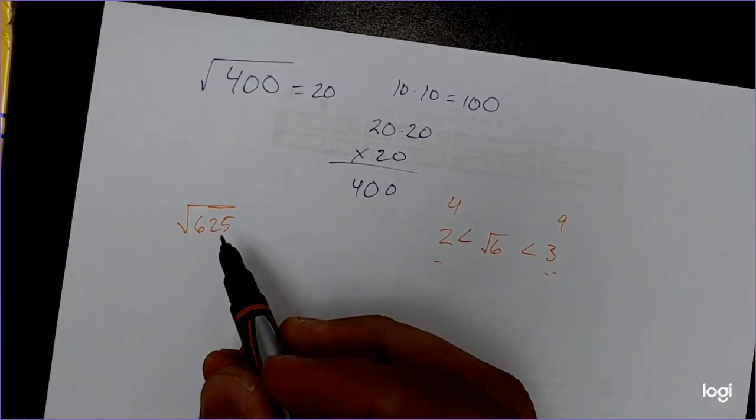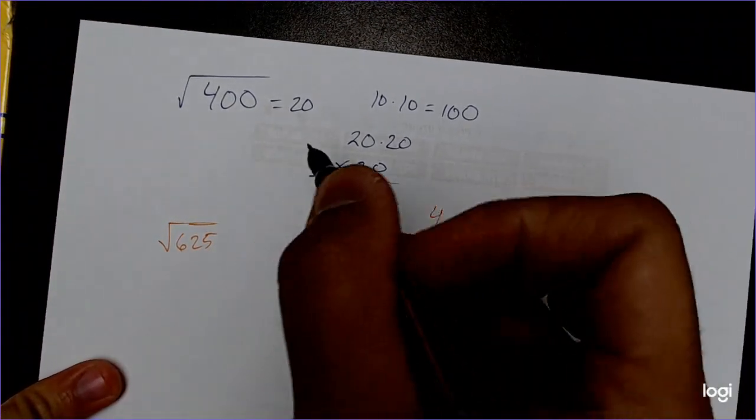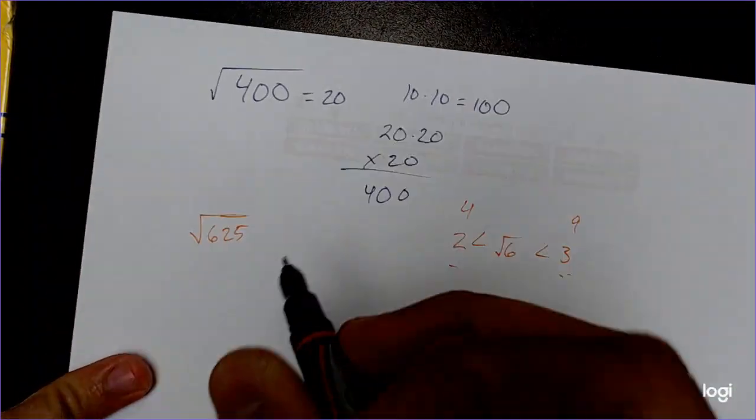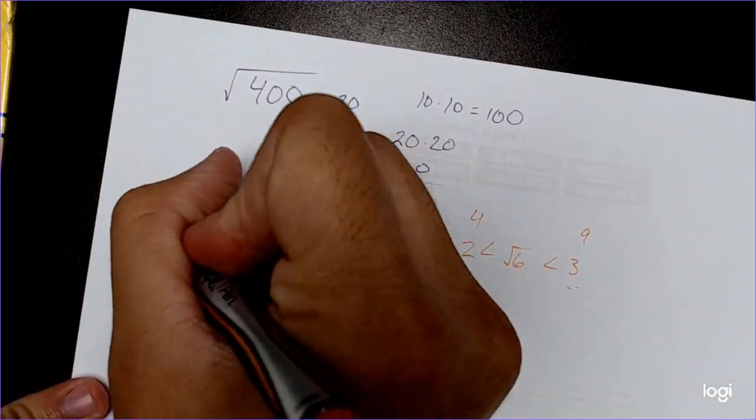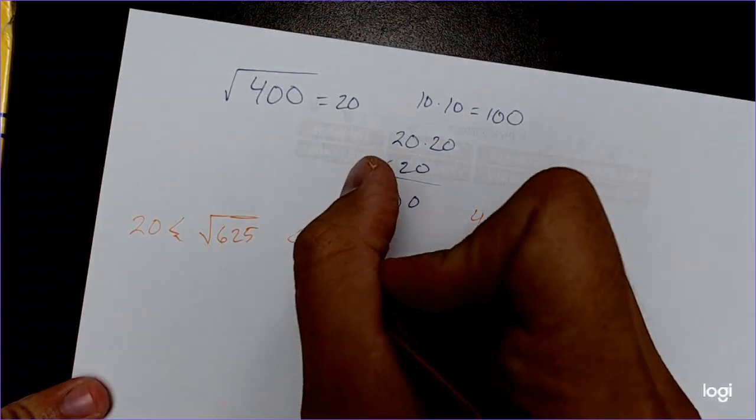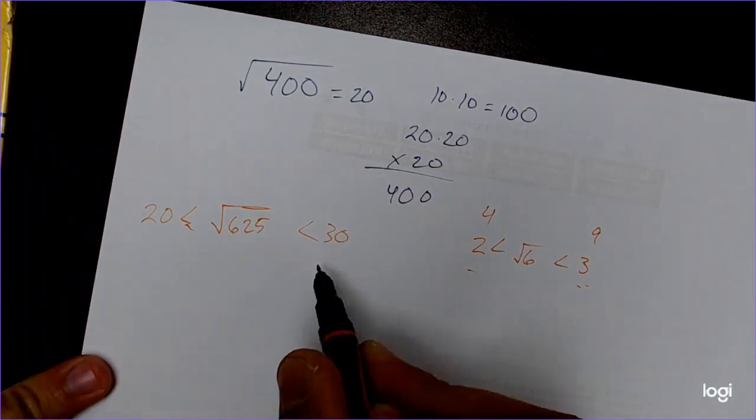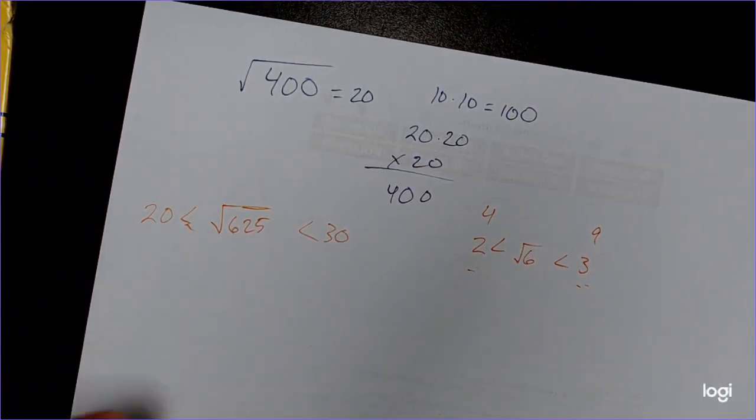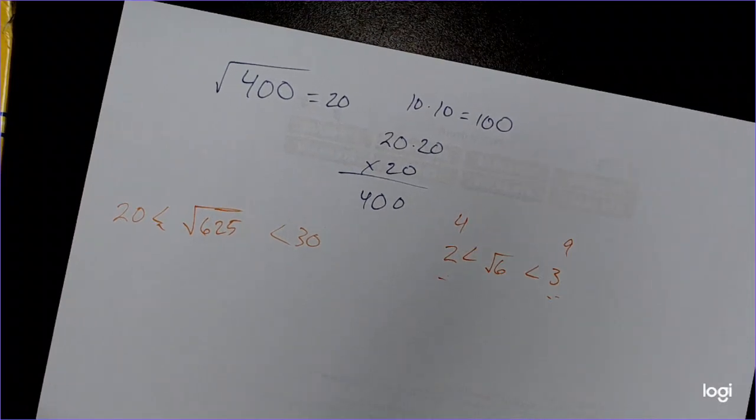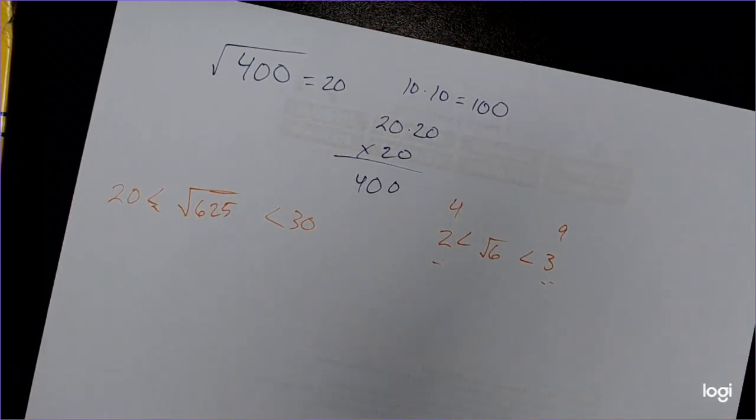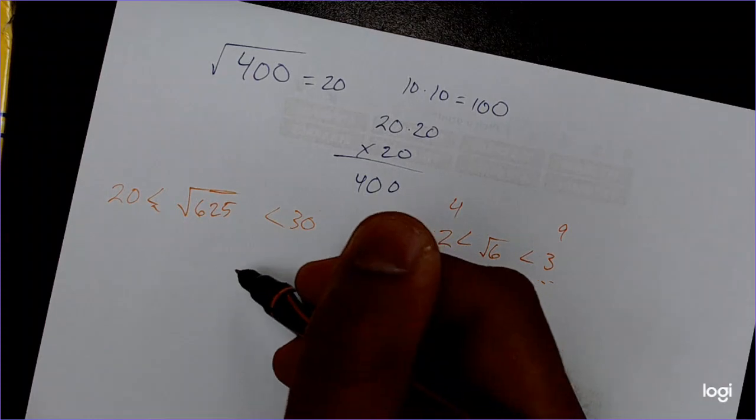And since I'm in the hundreds, and I know that the square root of 400 is 20, then I know the square root of this has to be somewhere in between 20 and 30. Because 30 would give me 900, and that's too big. So it's got to be a number somewhere in between 20 and 30. So I can start trying numbers in between.